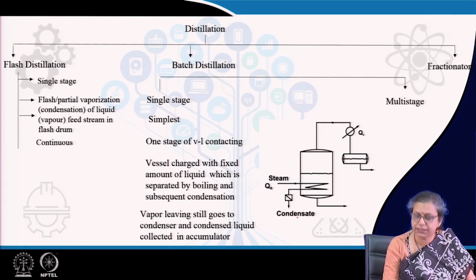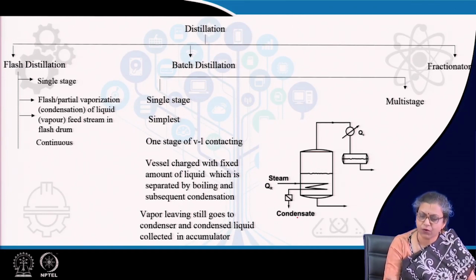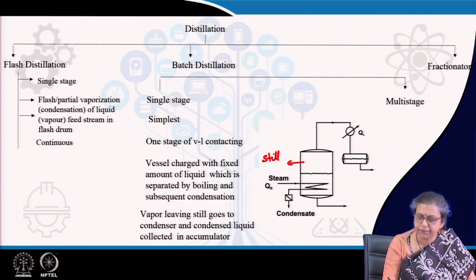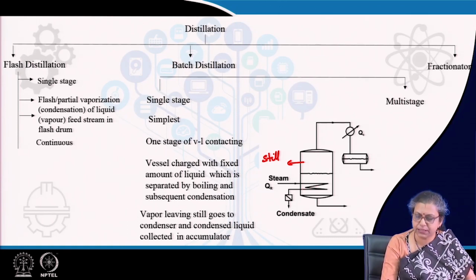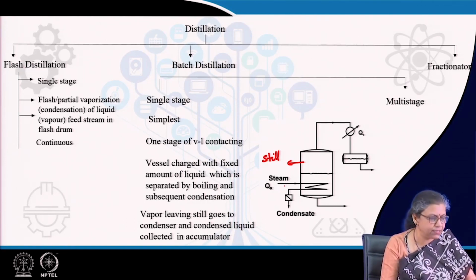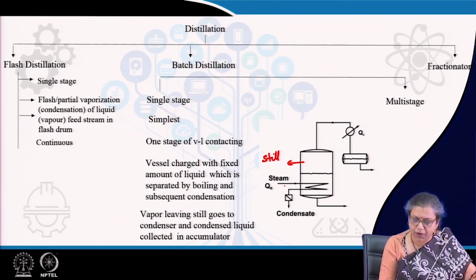Now, in batch distillation, as is quite evident, it is a batch process. So in its simplest form, what do we have? We have a still. In this still, the liquid of known composition is introduced, and then it is heated. It can be heated either by the introduction of coils, or the vessel can be jacketed, and usually a condensing liquid from some other part of the plant, or condensing steam, is used for providing the heat.